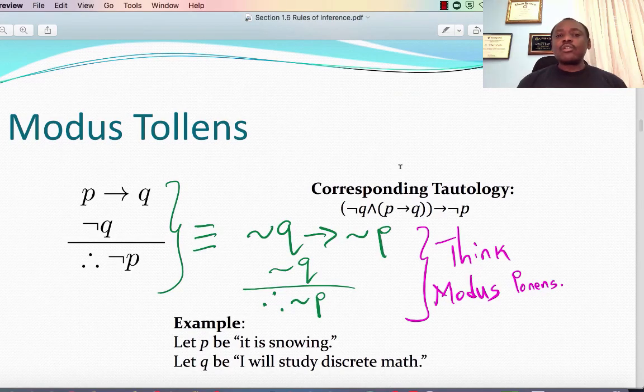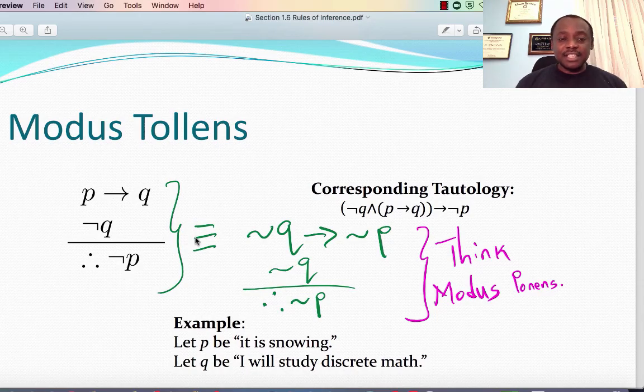Okay? The second rule of inference is known as modus tollens, which actually is the contrapositive of modus ponens. If P implies Q is true, that is the statement we have made, and not Q is true, what is the conclusion? The conclusion is not P.